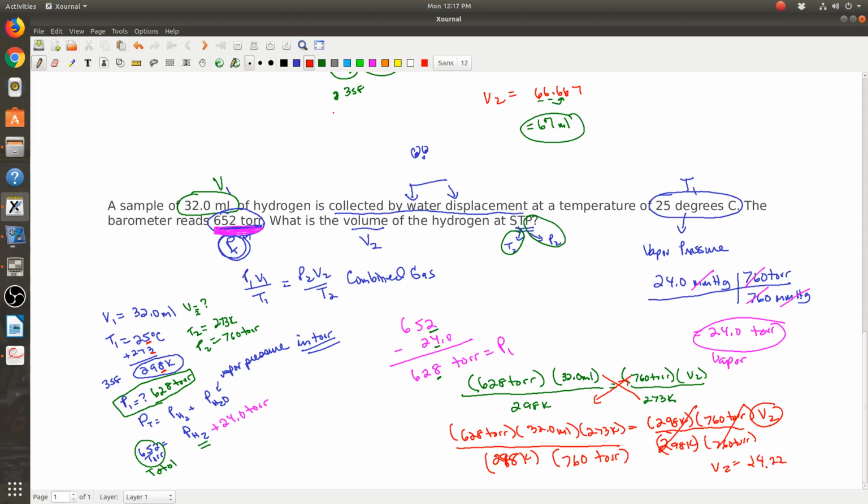24.22. And then we always have to evaluate for significant figures. So 3 sig figs, 3 sig figs. Of course, that one doesn't matter because this one is the definition, so we don't count that one at all. We don't count the 760 torr because it's a definition. 3 sig figs, 3 sig figs, so 3 sig figs. So the right answer is 24.2 milliliters, 3 sig figs.